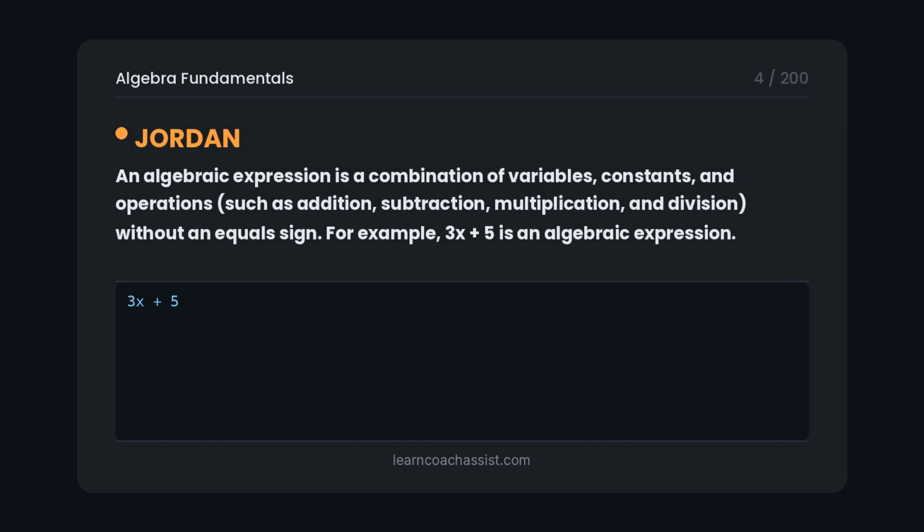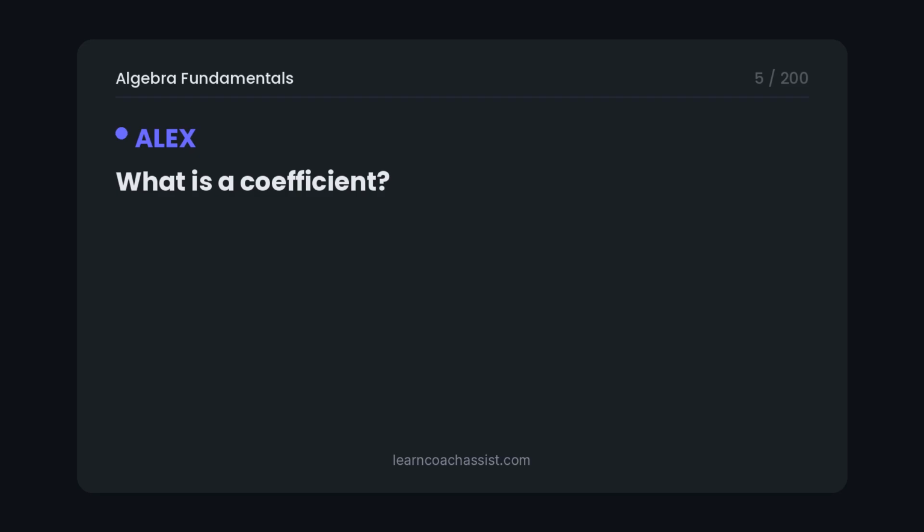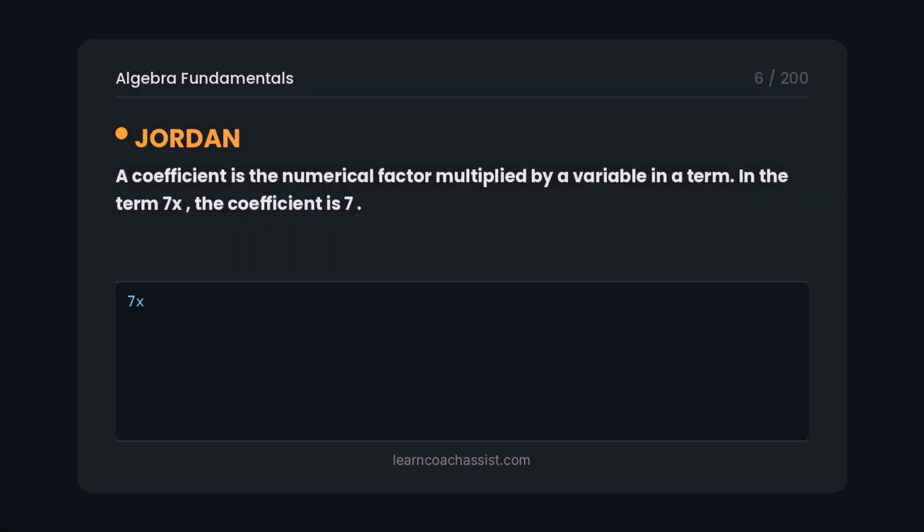An algebraic expression is a combination of variables, constants, and operations, such as addition, subtraction, multiplication, and division, without an equals sign. For example, 3x + 5 is an algebraic expression. What is a coefficient? A coefficient is the numerical factor multiplied by a variable in a term. In the term 7x, the coefficient is 7.